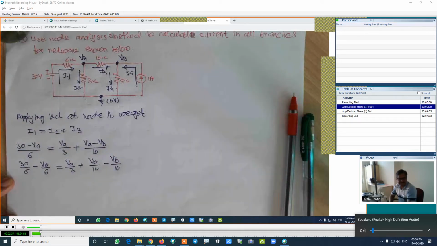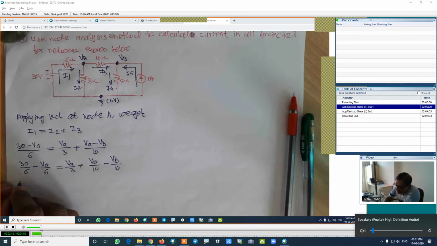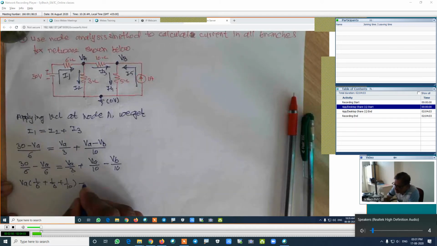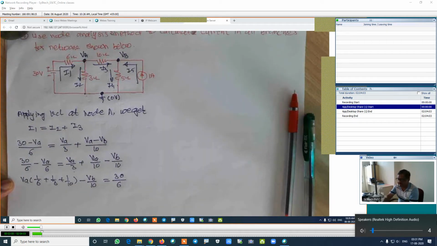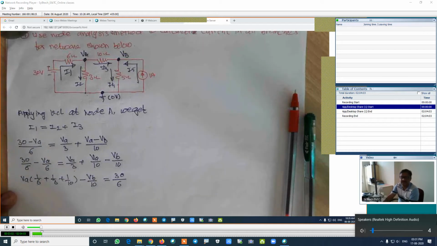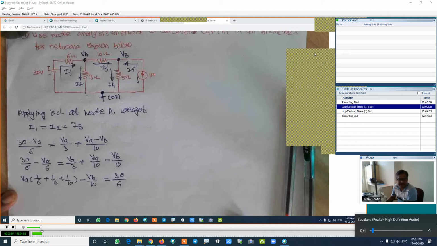This is the value. Now I will shift this VA to the other side and take VA as common. In that case, VA times 1 upon 6 plus 1 upon 3 plus 1 upon 10, then minus VB upon 10, is equal to this value as it is, which is 30 divided by 6. Now, how much is the value of this bracket and this division? Anyone? Please raise your hand. I will unmute you and we will complete this equation and name it equation number 1.